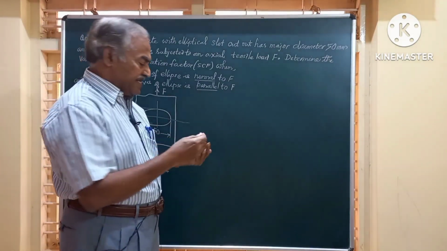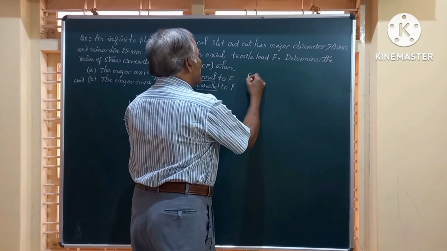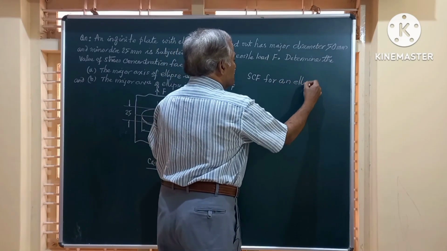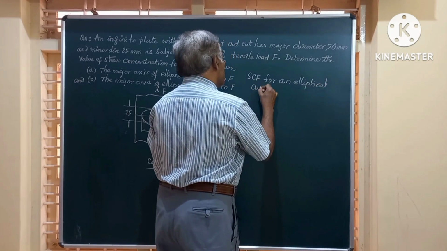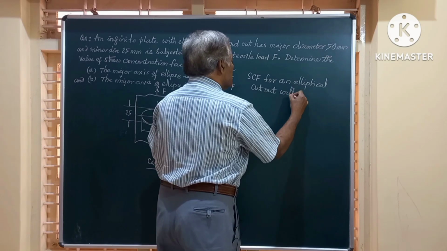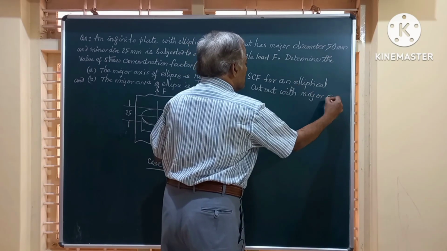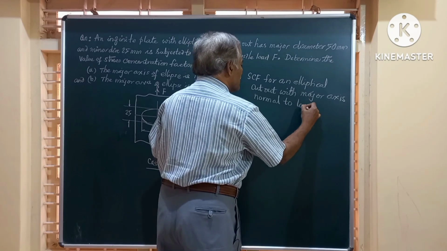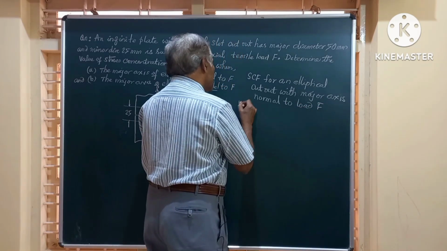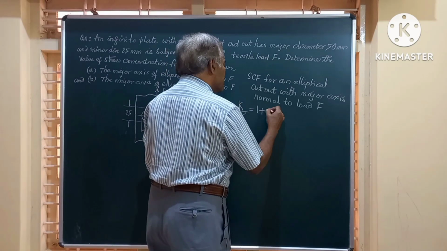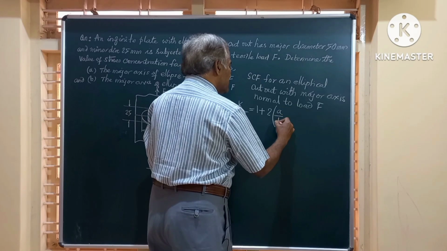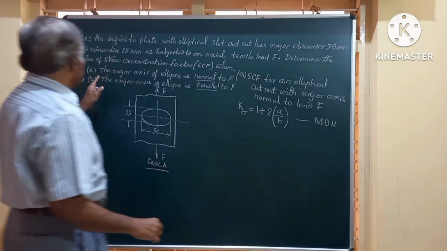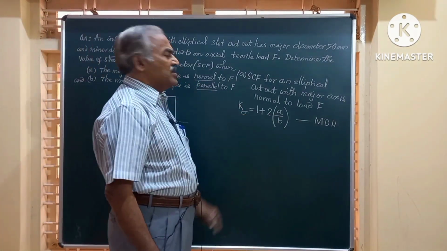And if you refer to the data handbook, they say the stress concentration factor for an elliptical cutout with major axis normal to load F is given by K sigma is equal to 1 plus twice A by B. Friends, this is available in the machine design data handbook. This is for part 1, where the major axis of the ellipse is normal to F, and this is the formula.